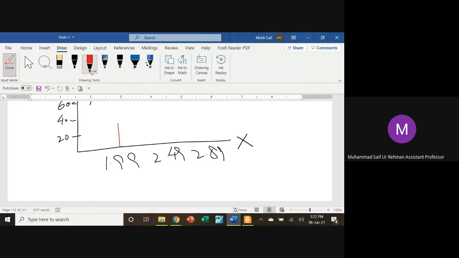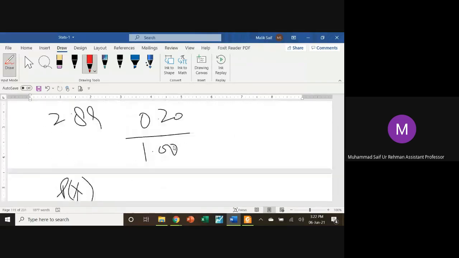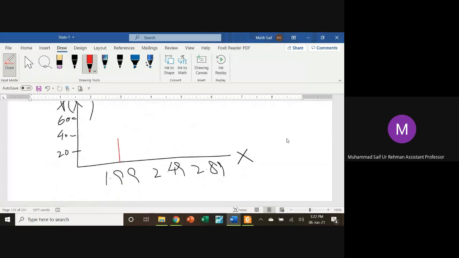Similarly, 2.49. For this, it was 50%. So you may raise the line up to 50%, which will be in between 40 and 60, like this. Then 20%. So you may see that certain gaps are there. There is no continuity.